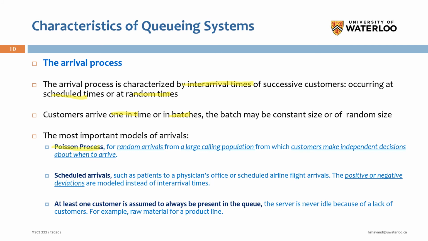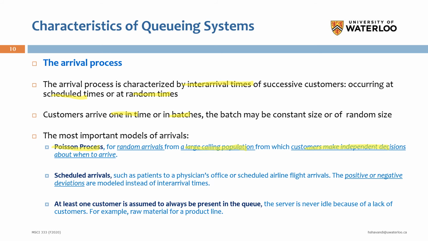In Poisson process, we assume that we have random arrivals. The inter-arrival time between the arrivals is not constant, it's random, and it's occurring from a very large calling population, and all customers make independent decisions. This means that there is no dependency, no influence between the customers for making decisions about arriving at the system and calling the service.